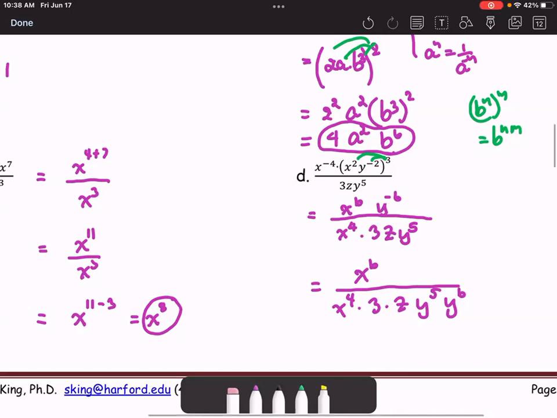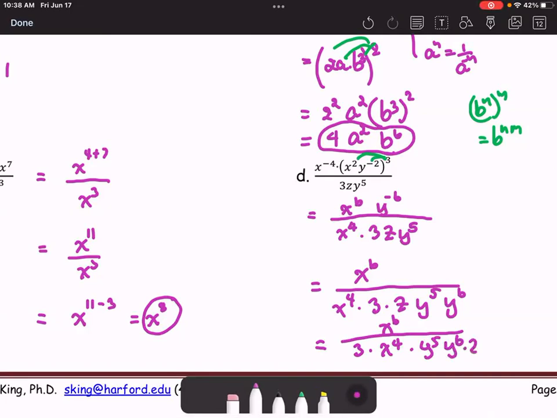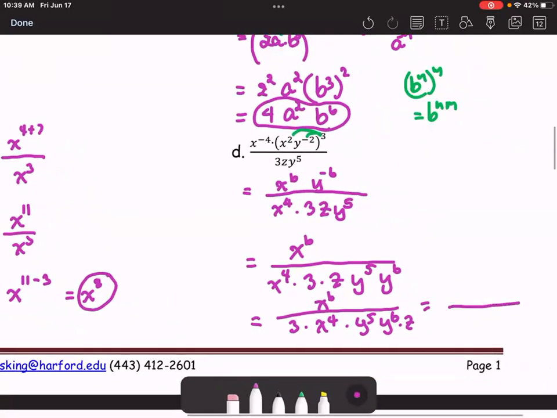In the denominator, we're going to rewrite it, okay, on the top here. So that's x to the 6th over x to the 4th, and then 3. I'm going to line them up in a nice order here: 3 times x to the 4th times y to the 5th, y to the 6th, and then z. And take care of one variable at a time. The numerator, x to the 6th, together with the denominator x to the 4th, as a quotient form.